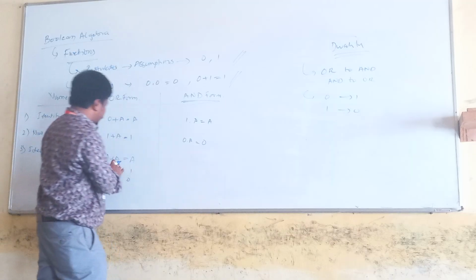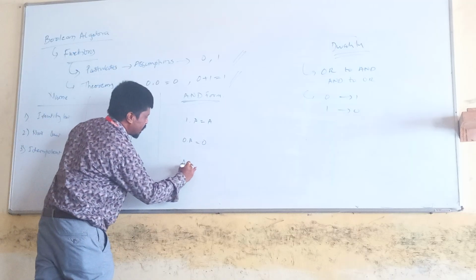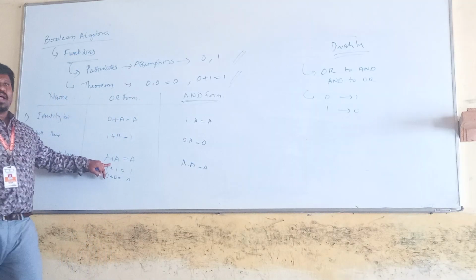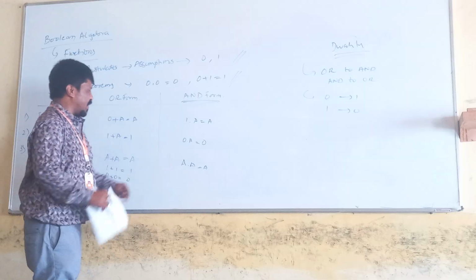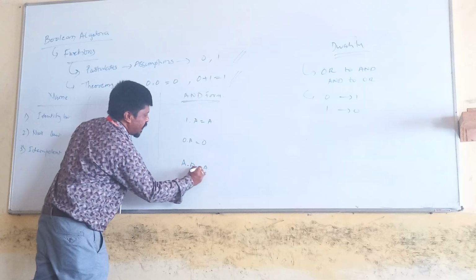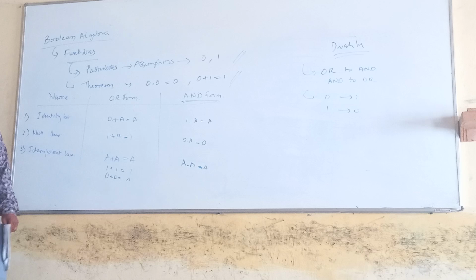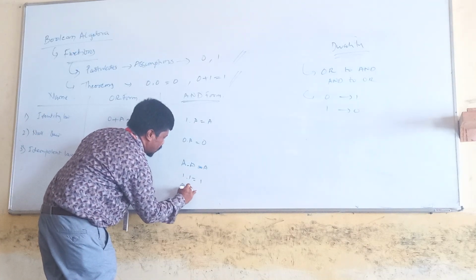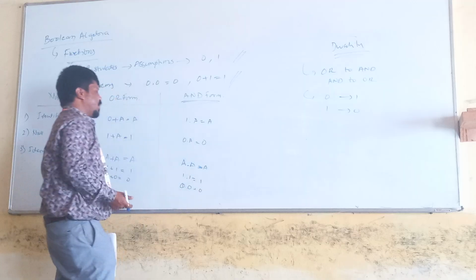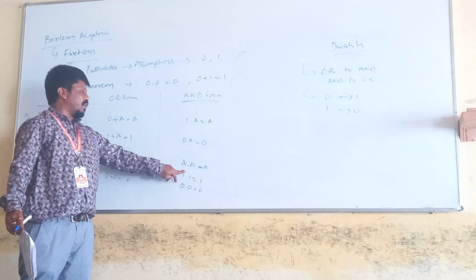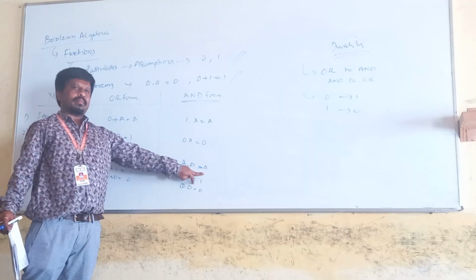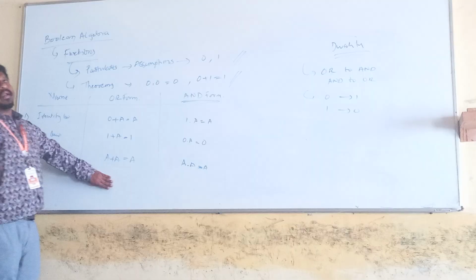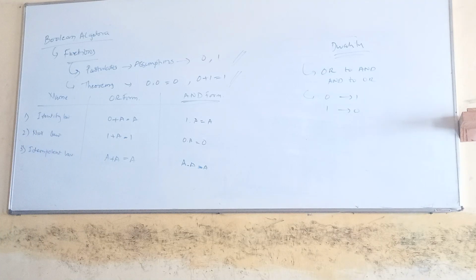Similarly, if I deal with the same A dot A, it is A only. I am just changing the plus to dot, and we don't have any 0 or 1. I write A dot A is equal to A only. 1 into 1 is the product form: 1 dot 1 is 1, and 1 dot 0 is 0 only. That is, if both inputs are the same, the output is also the same. This we call the idempotent law.